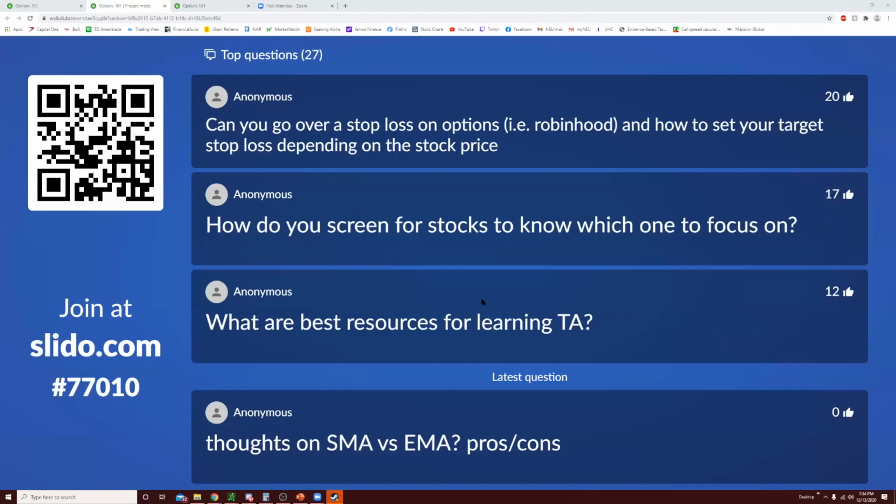All right. So next question: can you go over a stop loss on options, i.e., Robinhood, and how to set your target stop loss depending on stock price? So first thing is setting stop losses on options.